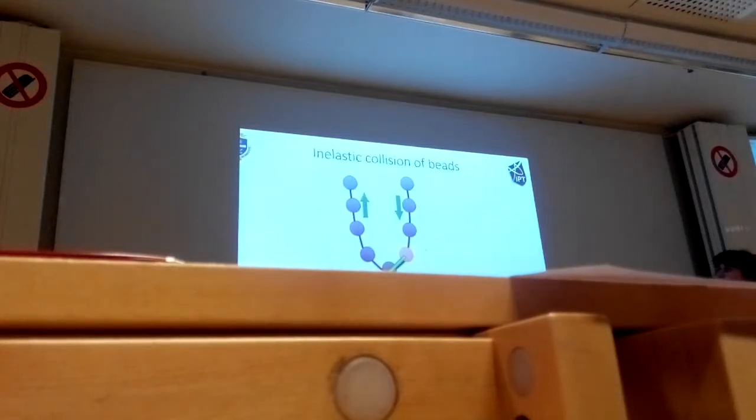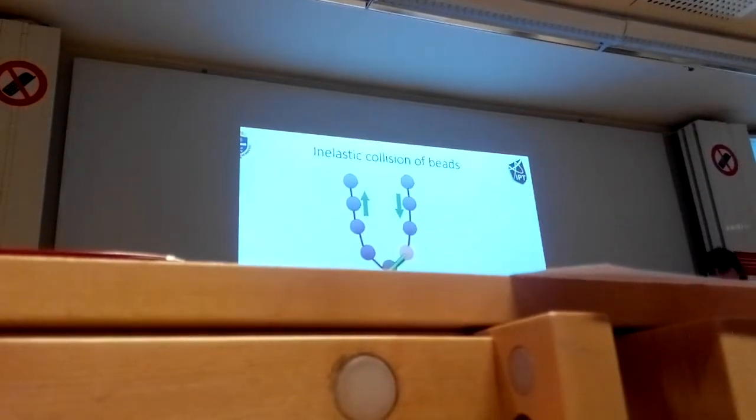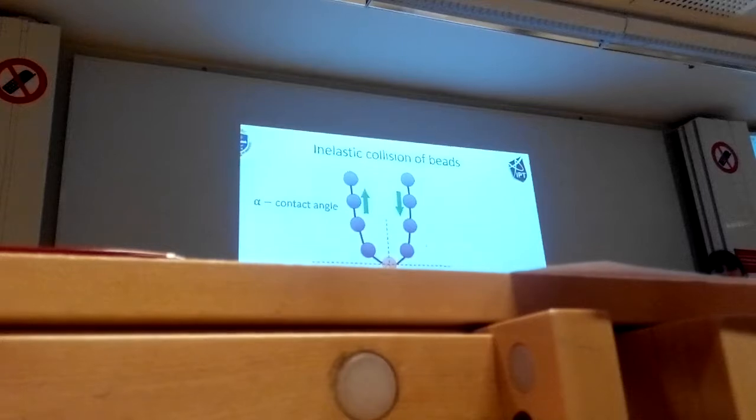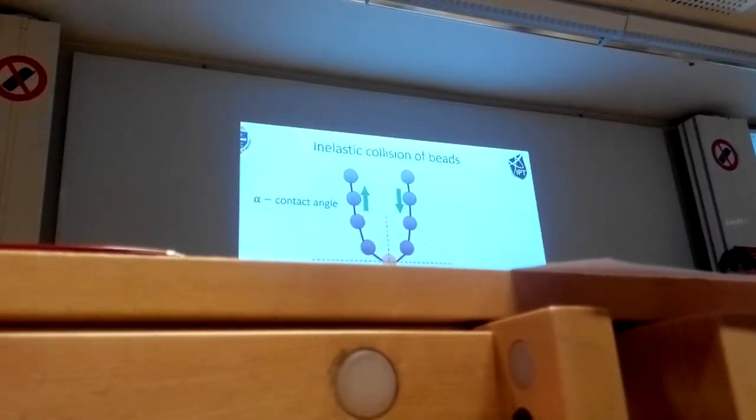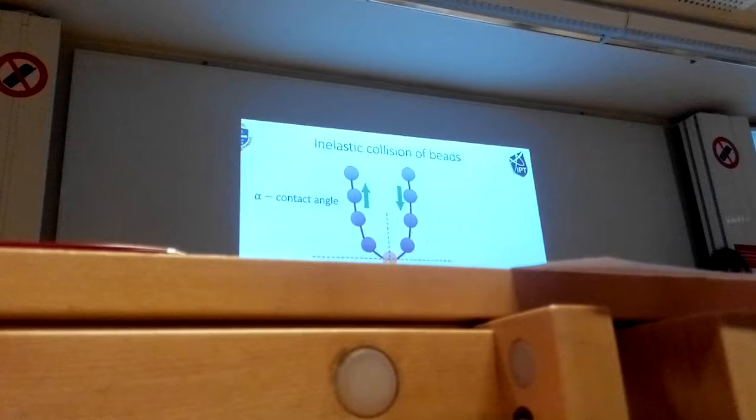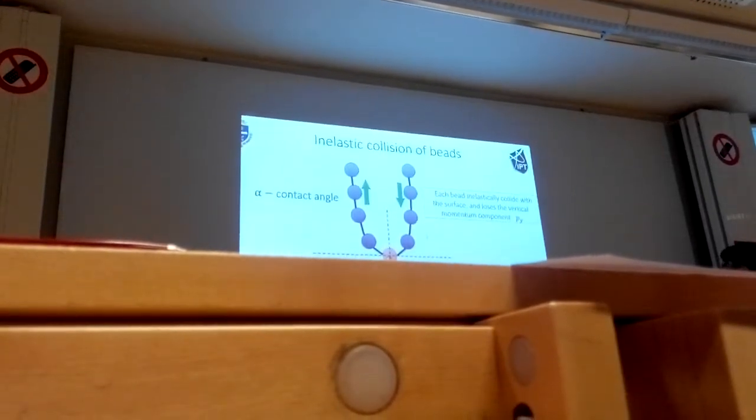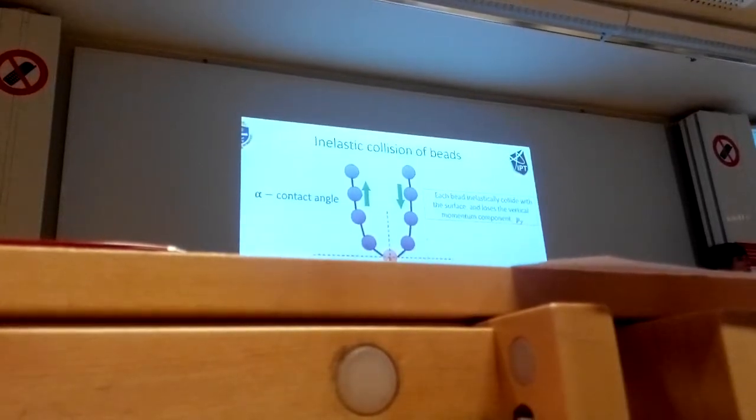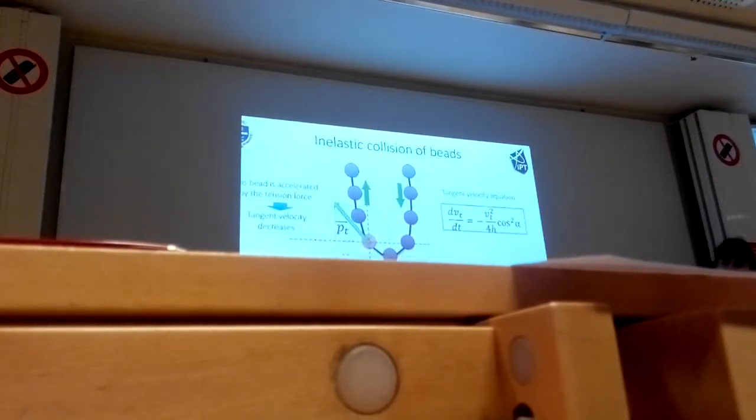Okay, let's move to the detailed description of this process. Let's consider the momentum of the bead that flies down onto the surface, and divide it into horizontal and vertical components. Each bead makes an inelastic collision with the surface and loses the vertical momentum component. And the horizontal component is saved.